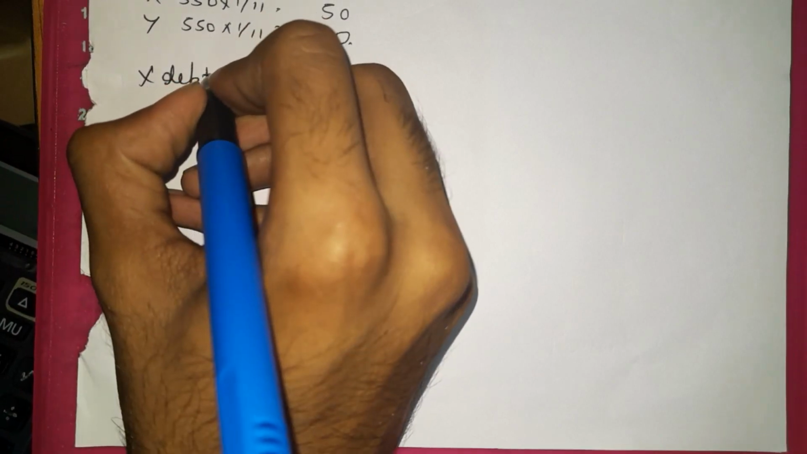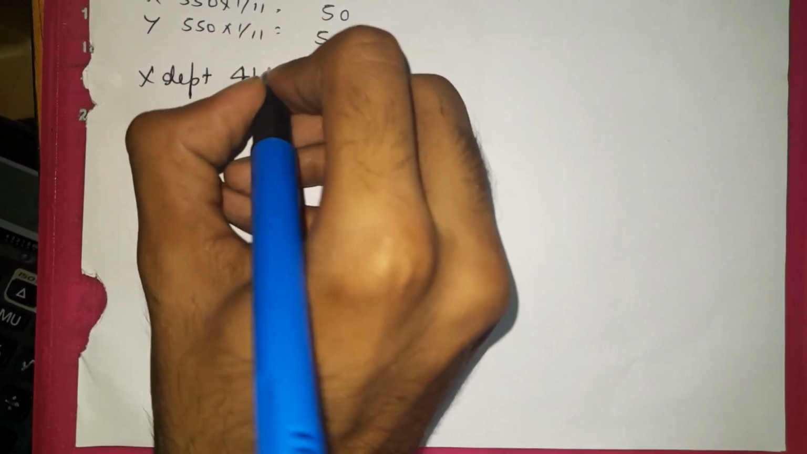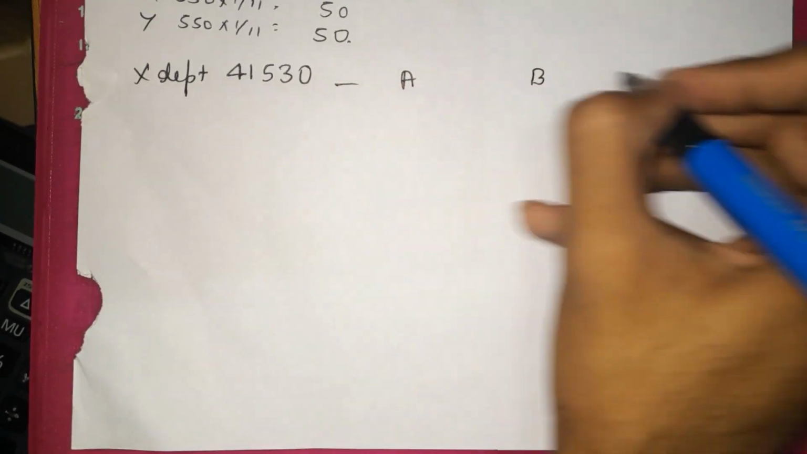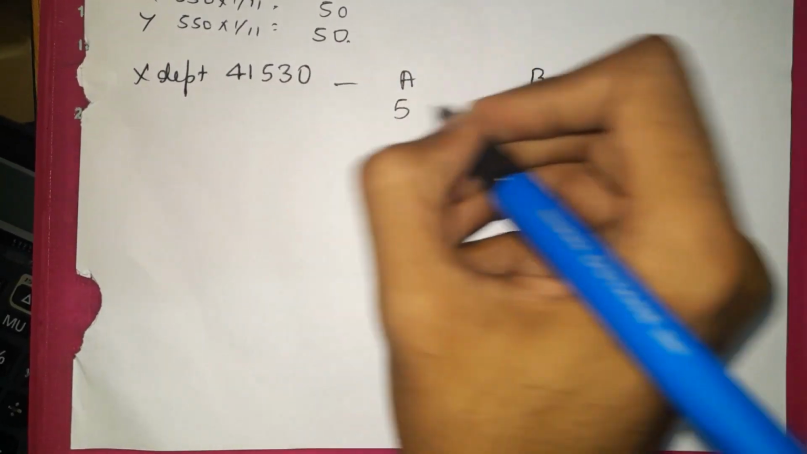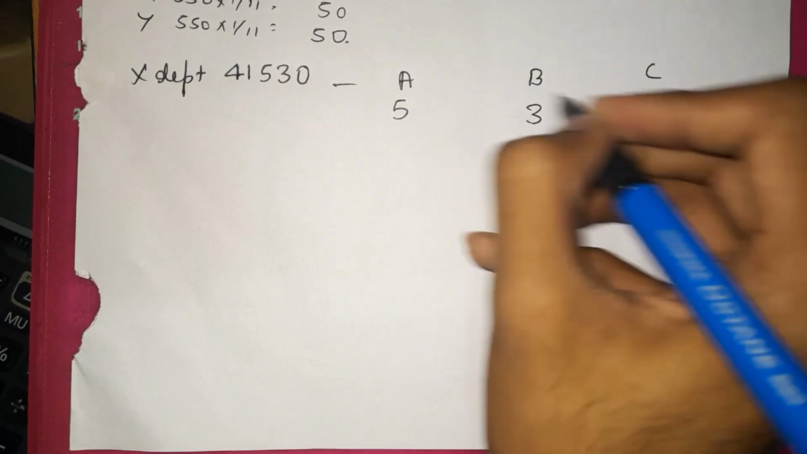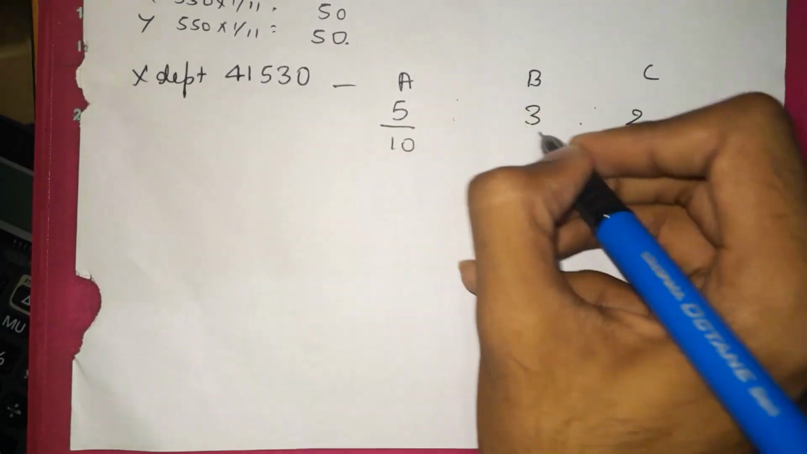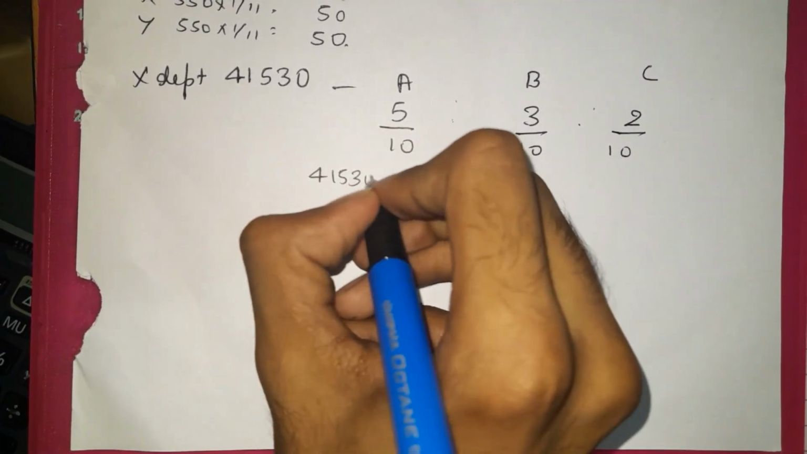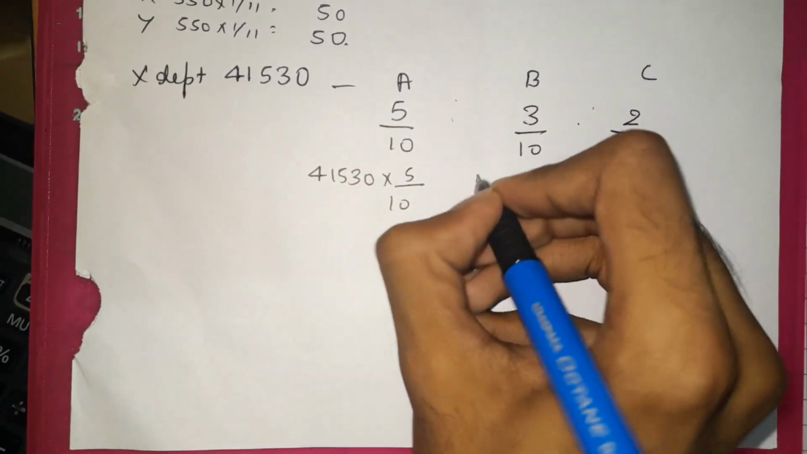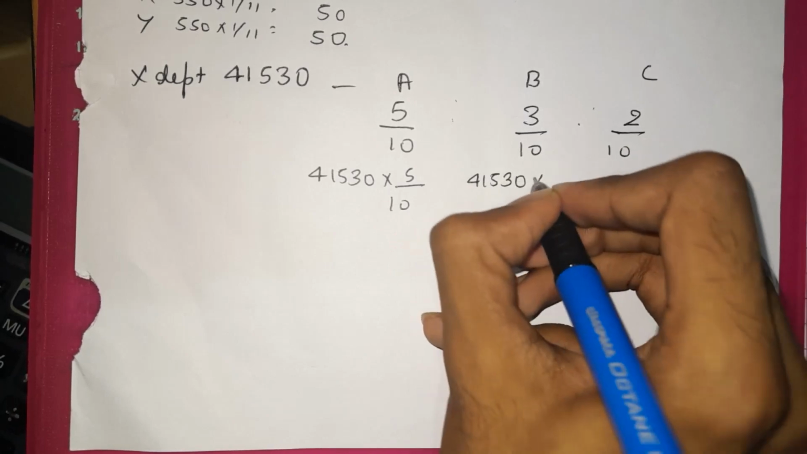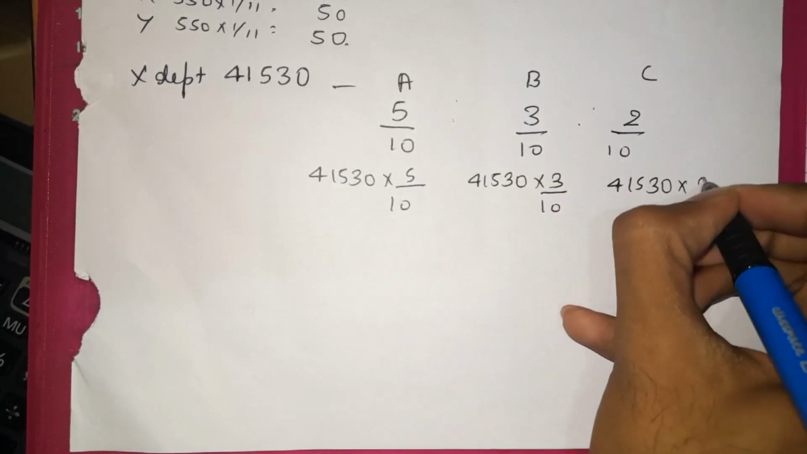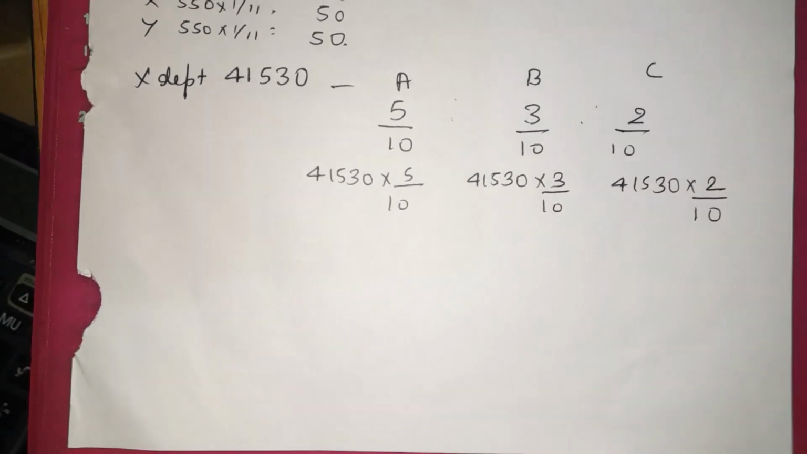So X department, the total amount is 41,530. That will be divided to A department, B department, C department in the ratio of 5:3:2. Means 5 by 10, 3 by 10 and 2 by 10. So 41,530 into 5 by 10, 41,530 into 3 by 10, then 41,530 into 2 divided by 10.